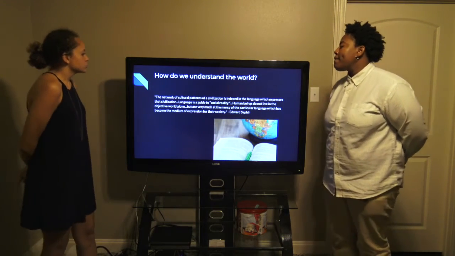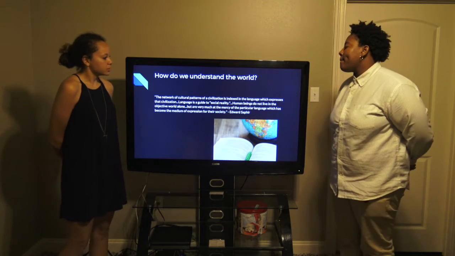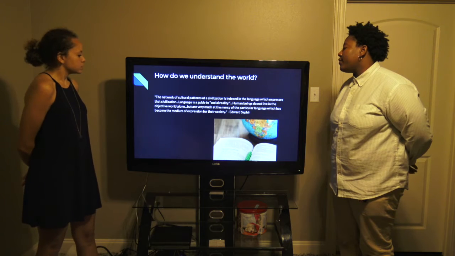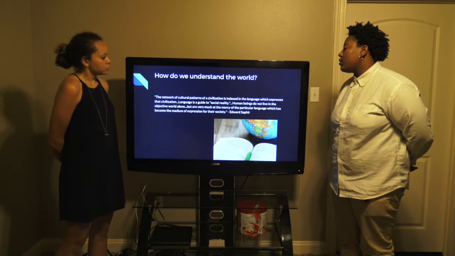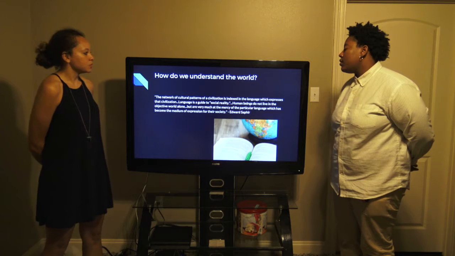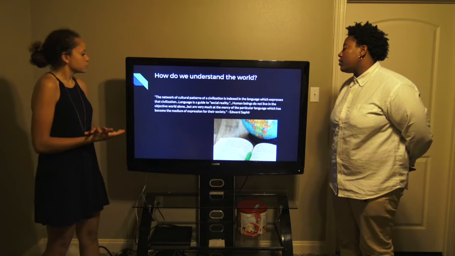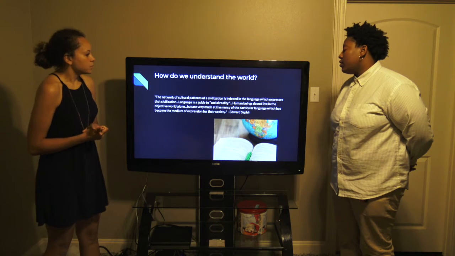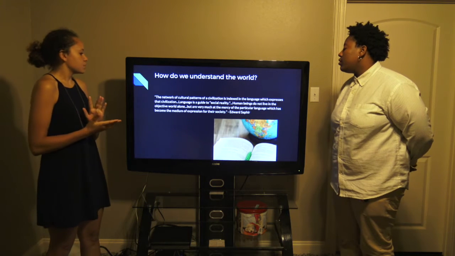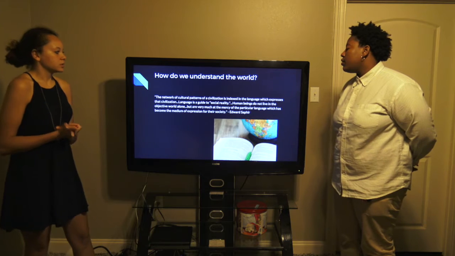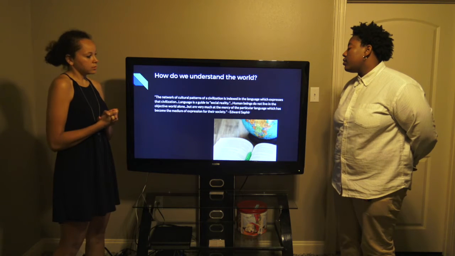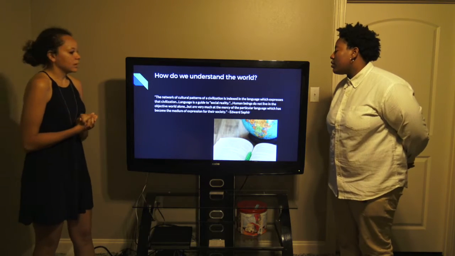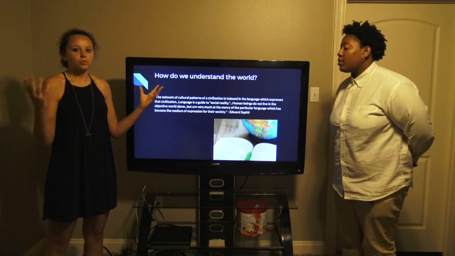The network of cultural patterns of a civilization is indexed in the language which expresses that civilization. Language is a guide to social reality. Human beings do not live in the objective world alone, but are very much at the mercy of the particular language which has become the medium of expression for their society. Edward Sapir said this. He believed that language is what makes us who we are today.